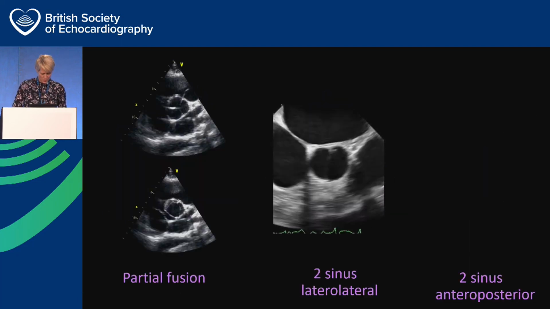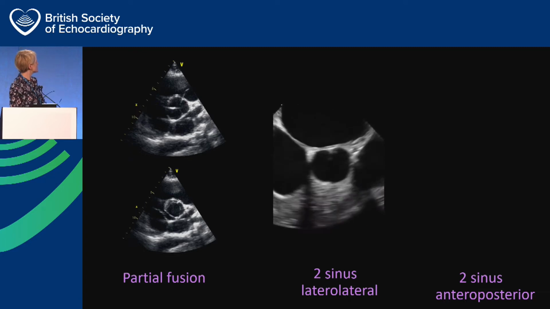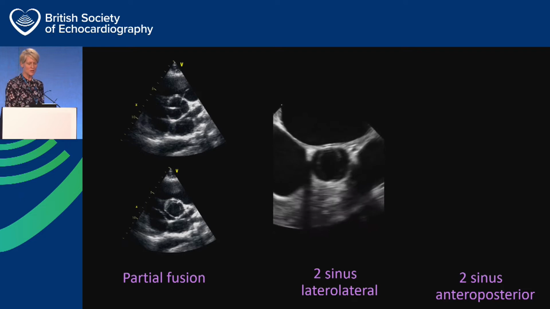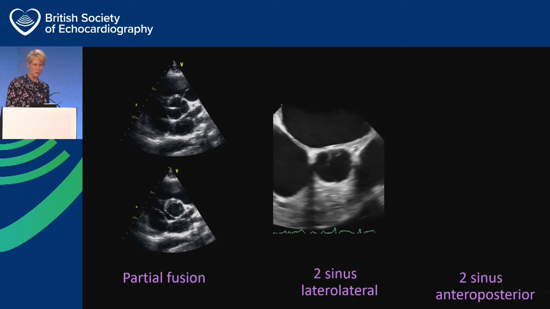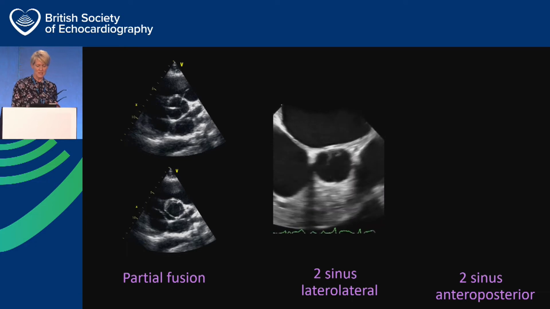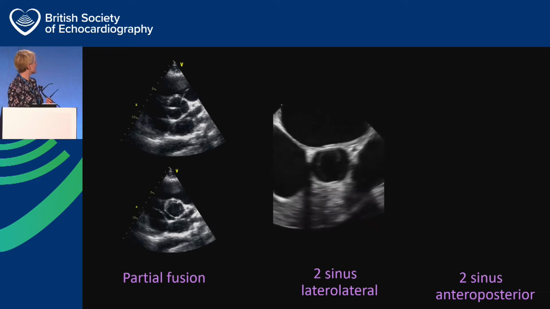So this is the form first, the partial fusion. So it looks like a normal valve, but you have to look at it when it's open. Sometimes this is really hard to pick up, and I've not picked it up on some people where I've really suspected a BAV, family history or whatever, and I've seen it on CT or MRI or something like that.